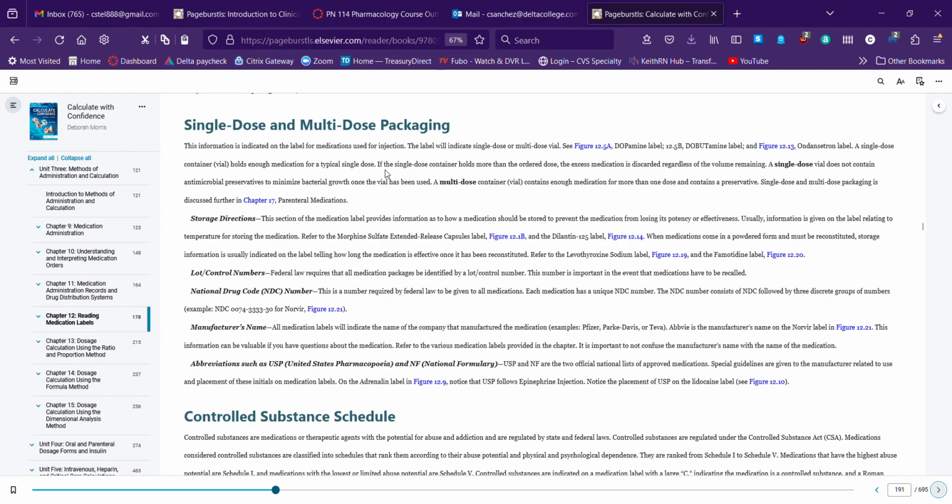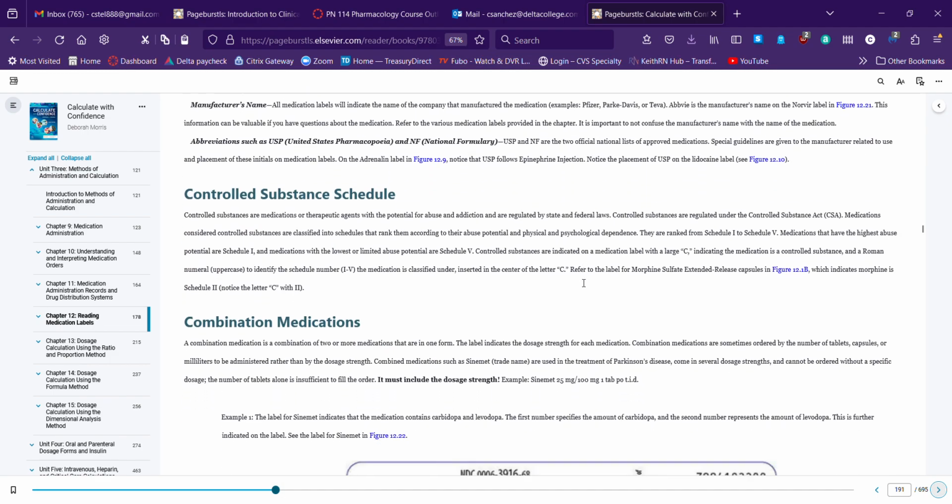All right, let's just talk about some other things. So single dose and multi-dose packaging. Single dose just means that vial, when you pop the top and you draw the medicine out, that's the only dose you're going to get out of it. Okay, the multi-dose is going to be when you take the top off that vial and you use it multiple times.